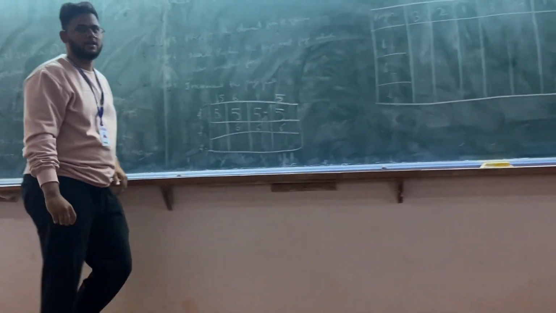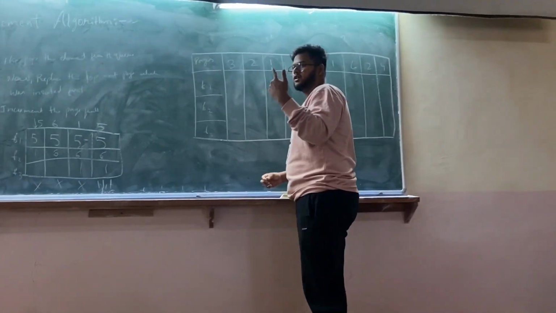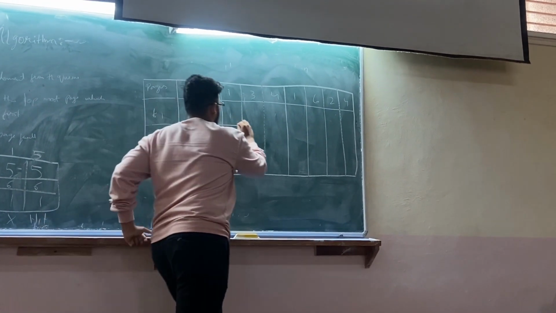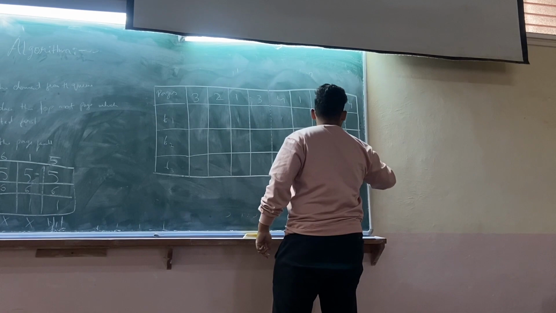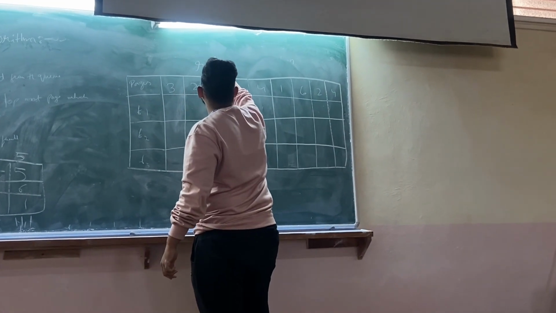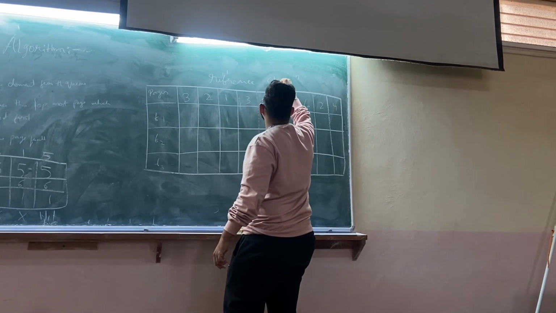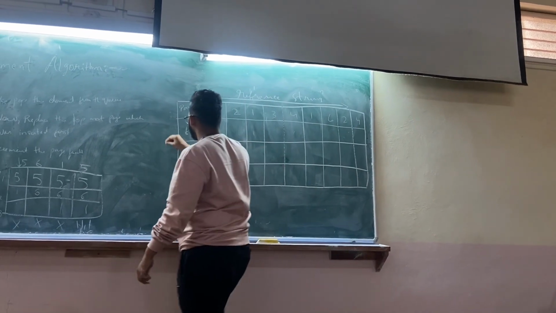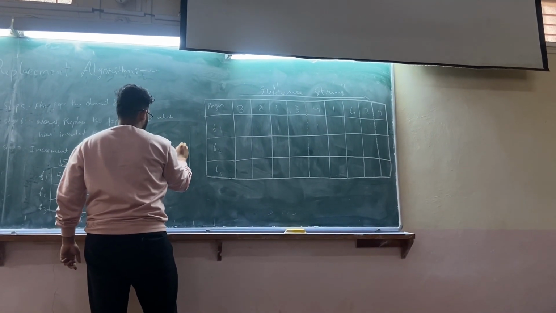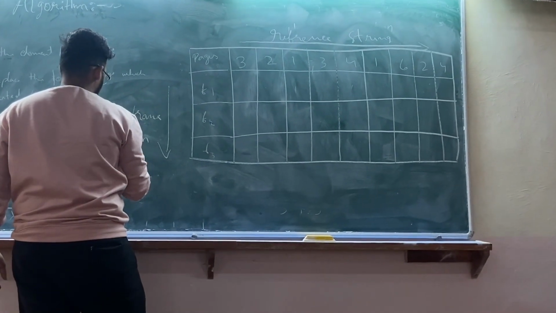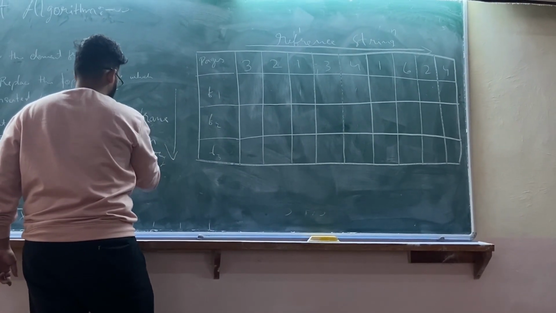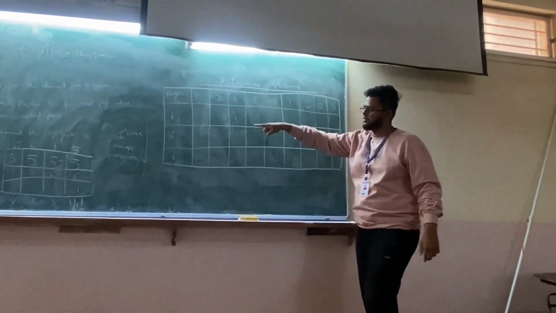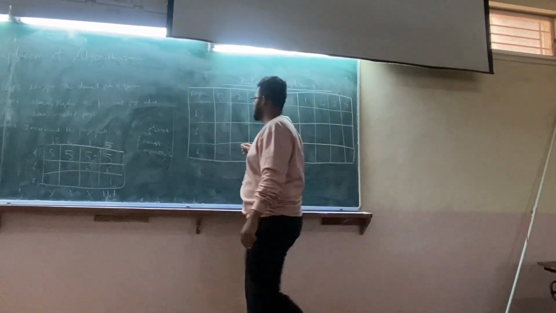Now let us understand with the example. Is it visible? So you can see here, this is a reference string of pages, and these are the frames of the main memory. Okay, these are the reference strings of pages, and those are the frames of main memory. So let us see how it enters.